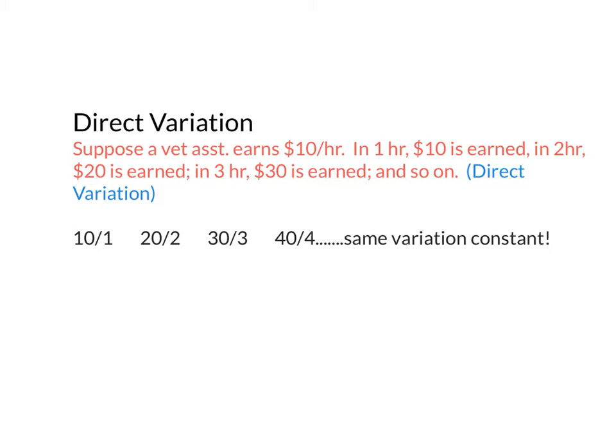And there's a variation constant. For example, if you take the example up here, $10 for 1 hour, $20 for 2, $30 for 3, $40 for 4, the variation constant would be 10, because if you divide those, you get 10 every time. So that's called the variation constant.